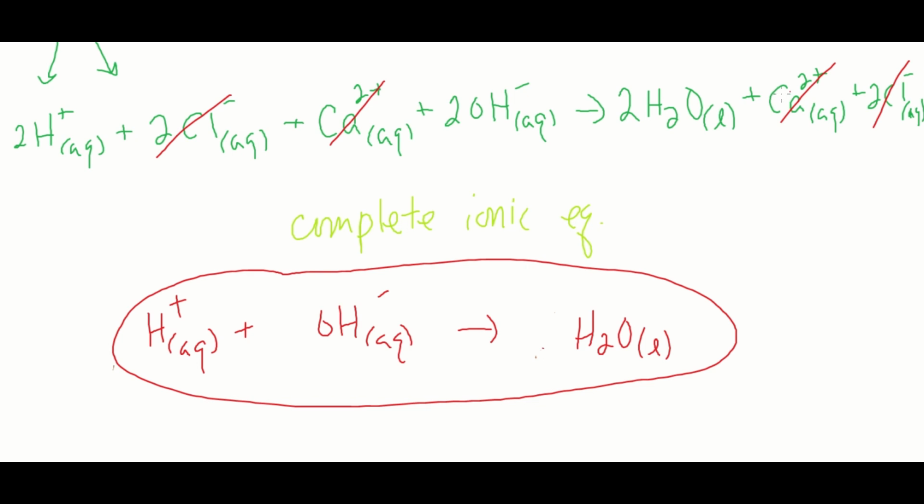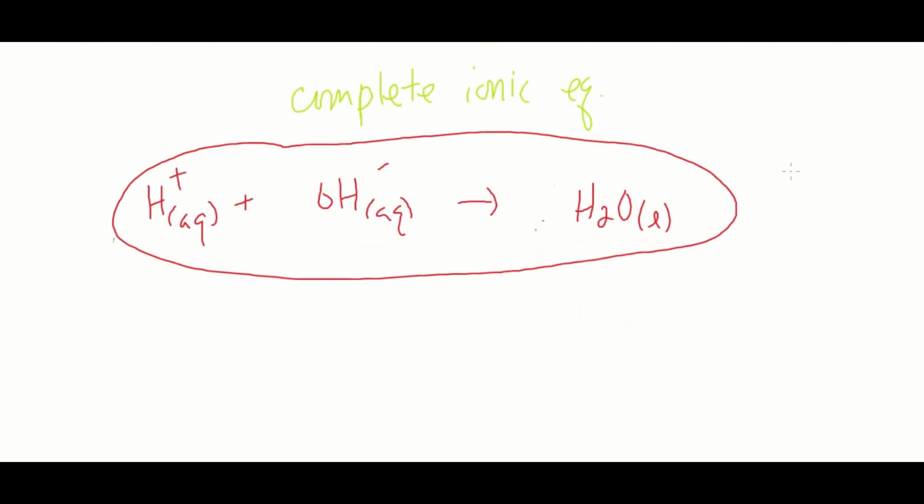And you should check that the mass and charges are conserved. In other words, the number of atoms are equal on both sides of the equation, and the charges are also equal on both sides. You got a positive and a negative canceling out on the reactant side, and you have no charge on the product side. So this is your net ionic equation for the reaction between hydrochloric acid and calcium hydroxide. By the way, this is a type of double displacement reaction known as a neutralization reaction.